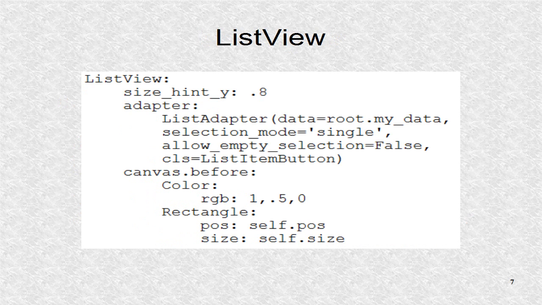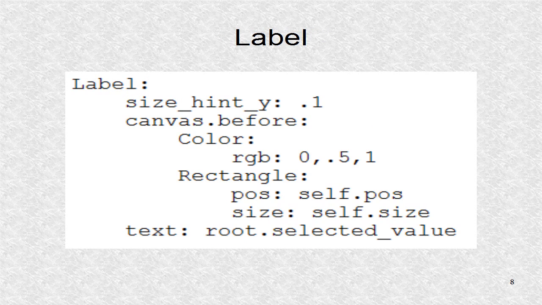7. ListView takes 80% of the height. We define the adapter as pointing to myData. The canvas before is used to make this item an orange color. 8. The bluish label indicates the selected value.